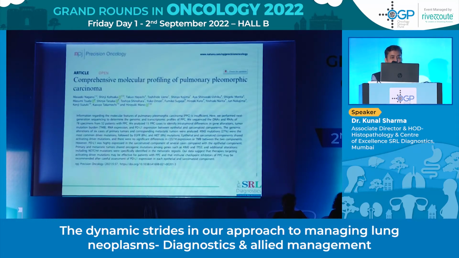This is just to show you a comprehensive molecular profiling of pulmonary pleomorphic carcinoma. As you can see in the paper, about 27% of these show KRAS mutations, followed by EGFR and MET mutations, and many of these show extremely high expression for PDL1.